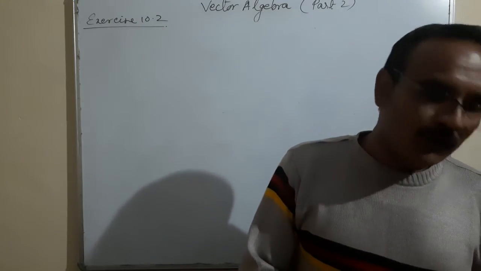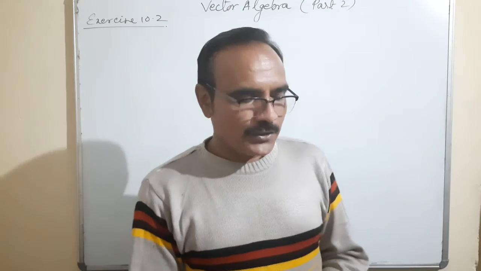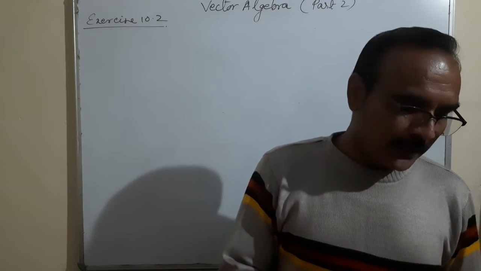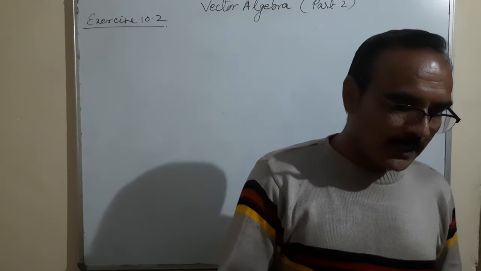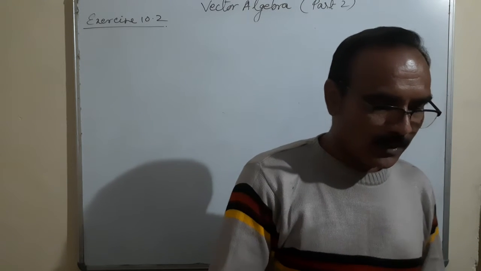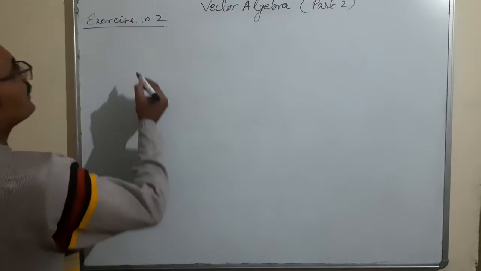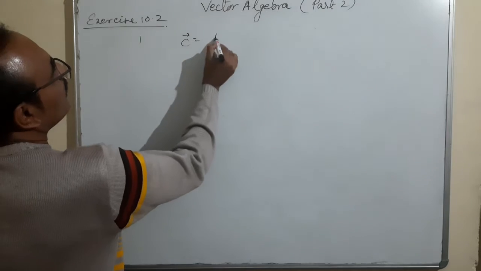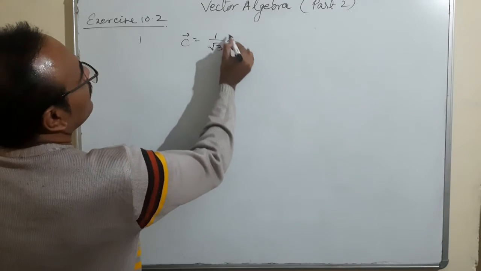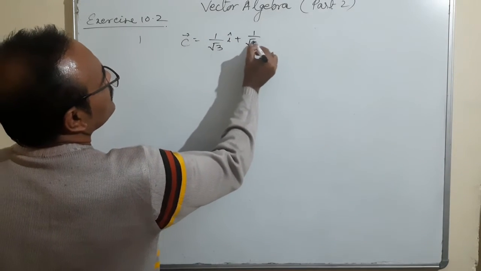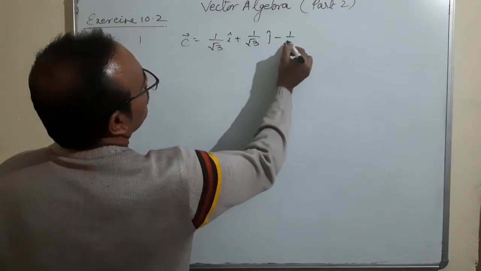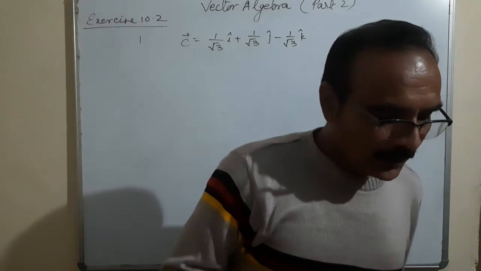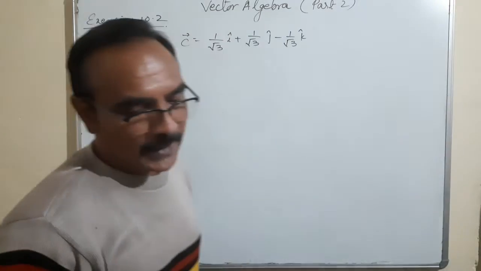Compute the magnitude of the following vectors. Simply we are going to find the magnitude. There are three parts A, B, C. I am taking the third one. Vector C is equal to 1 upon root 3 i plus 1 upon root 3 j minus 1 upon root 3 k. This is the question. We are going to find the magnitude of the following vector.